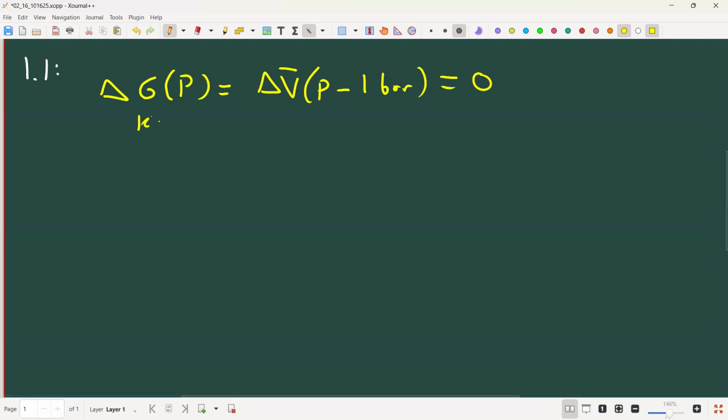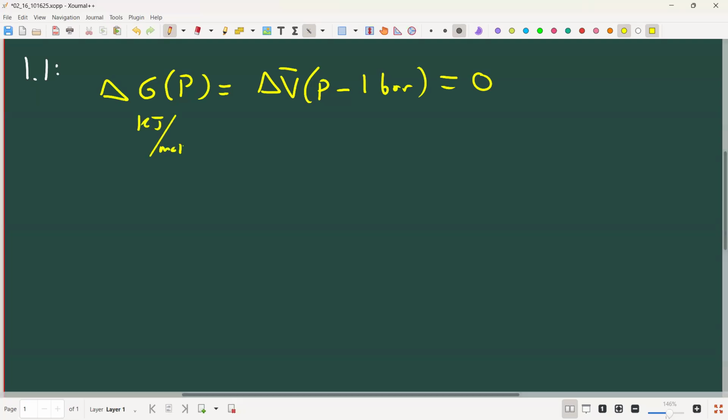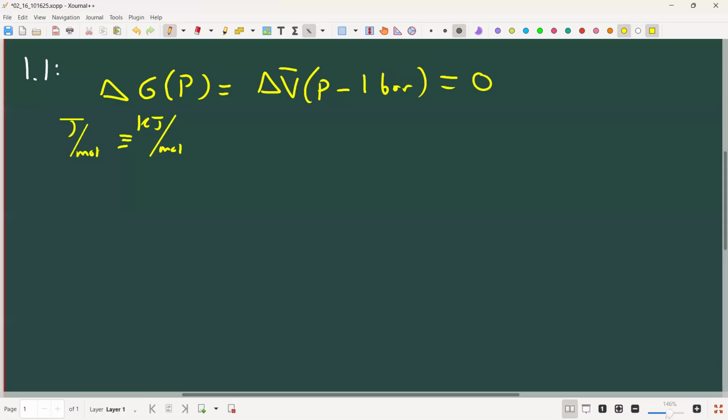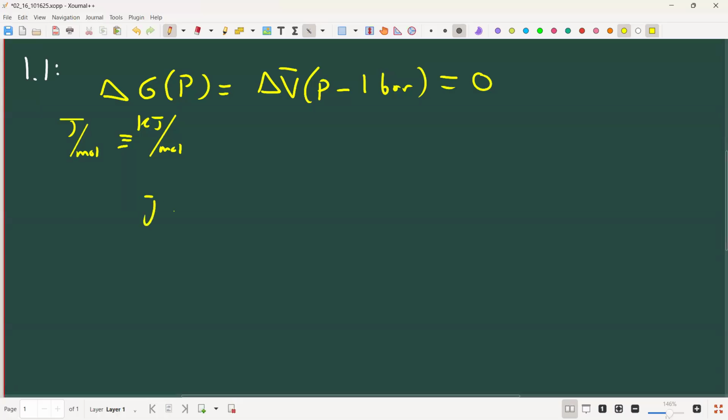You have kilojoules per mole on this side. Right, so we need to make sure that we have kilojoules per mole or joules per mole on both sides. It's easier for us to just put this in the joules per mole, all right? Because joules are the SI unit, all right? So let's just put everything in SI. What is a joule? A joule is a kilogram meter squared per second squared.